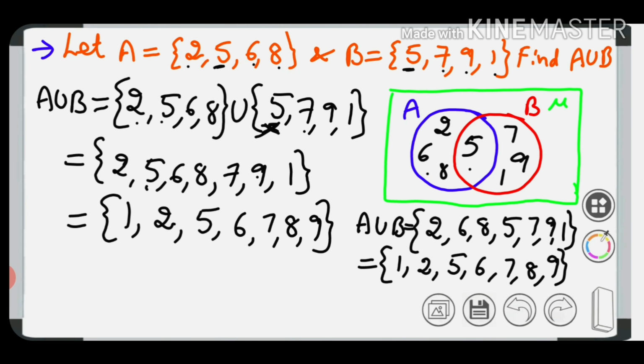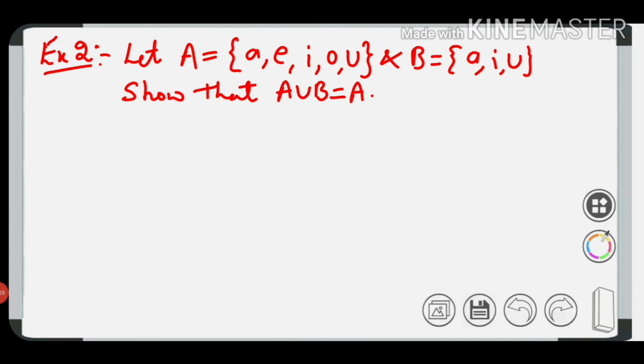If you observe that, this is union. By using the Venn diagram we can write it, or by doing the problem we can write it. So see the next example.